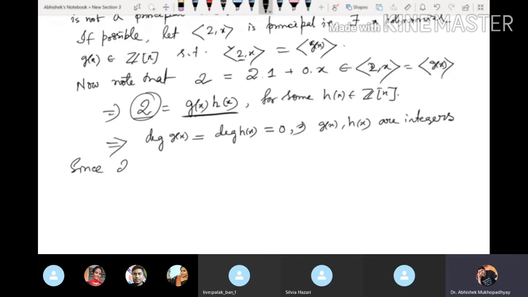But 2 is a prime, which is a special property that 2 has. So 2 equals g(x)h(x), and both are integers, so 2 is a product of two integers. Then the only possibilities are: either g(x) is plus or minus 1 and h(x) is plus or minus 2, or g(x) is plus or minus 2 and h(x) is plus or minus 1.